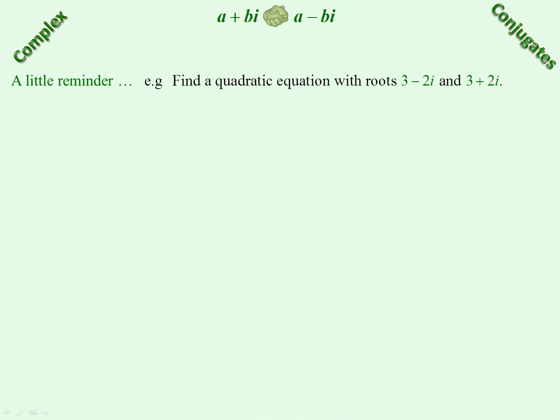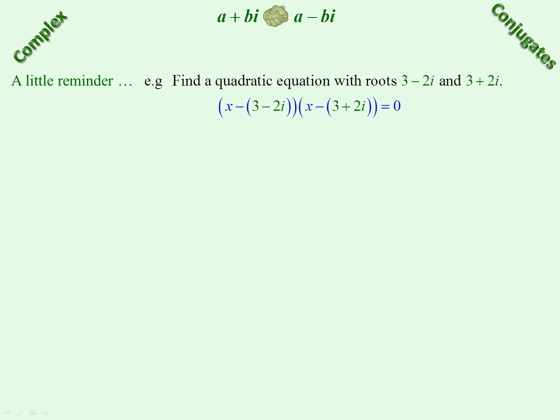Let's have a little reminder first. We did this in the previous video too. Find a quadratic equation with those given roots. Well, any quadratic equation with given roots will have two brackets, x minus the given roots. So therefore here we have x minus, and we have the two given roots.